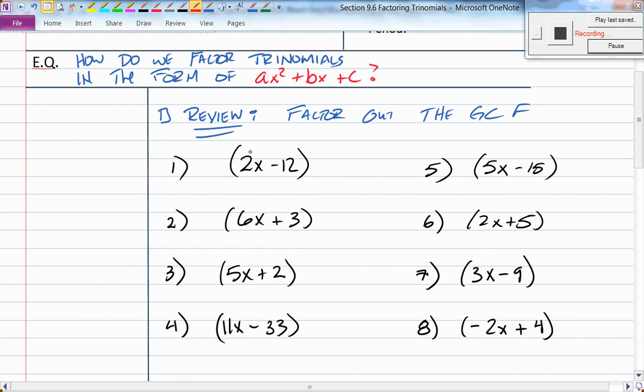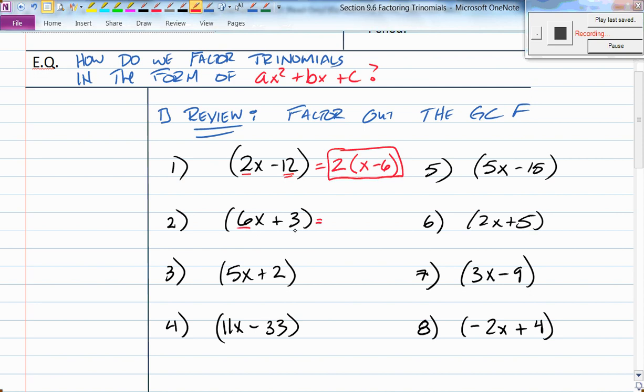So take a look here. I have a 2 and I have a 12. What's the greatest common factor I can factor out of a 2 and a 12 there? 2. So this can be factored into 2. And then what would I have left over? I'd have an x minus 6. Okay, good. So I want you to get good at doing this part right here. Does that make sense?